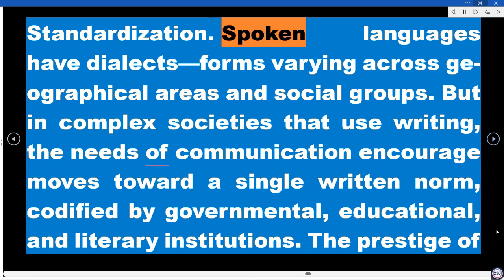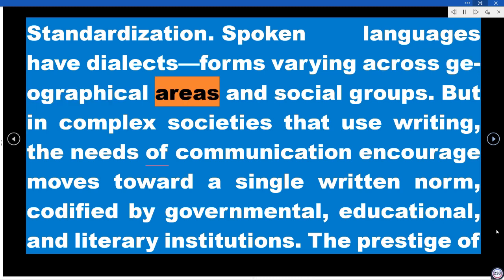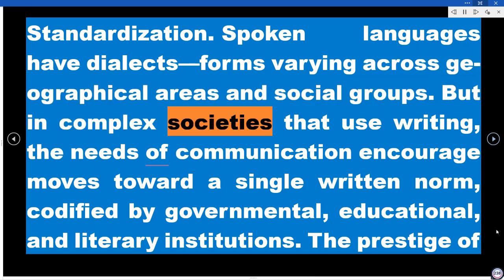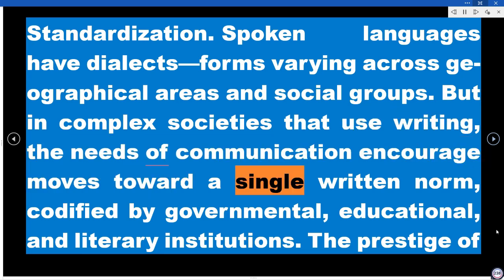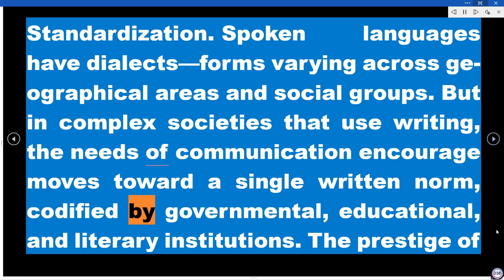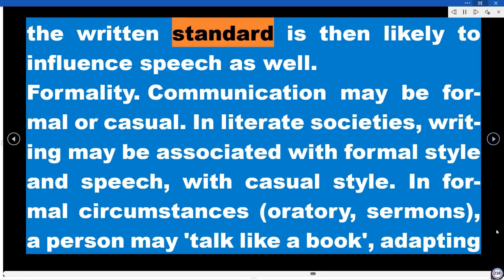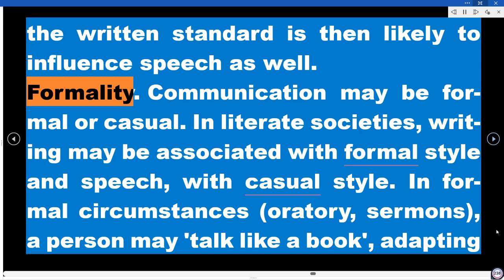Standardization. Spoken languages have dialects, forms varying across geographical areas and social groups. But in complex societies that use writing, the needs of communication encourage moves toward a single written norm, codified by governmental, educational, and literary institutions. The prestige of the written standard is then likely to influence speech as well.